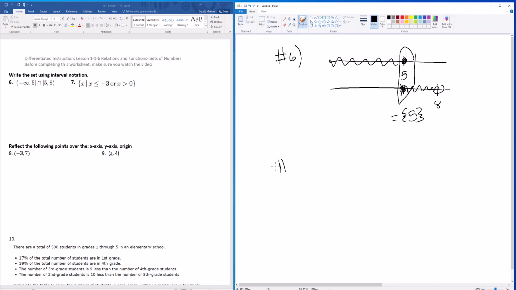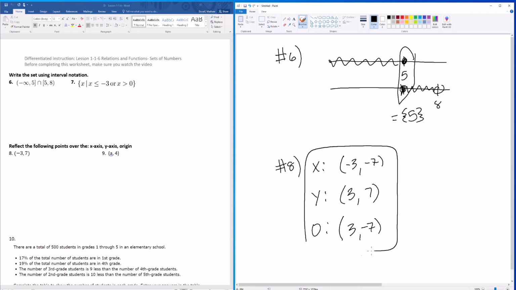For number 8, it says reflect the following points over the x-axis, y-axis, and origin. So to reflect it over the x-axis, you have to add a negative to the y, so you get negative 3, negative 7. To reflect it over the y-axis, you have to add a negative to the x value. And to reflect it around the origin, you add a negative to both the x and the y. That's going to be my answer.